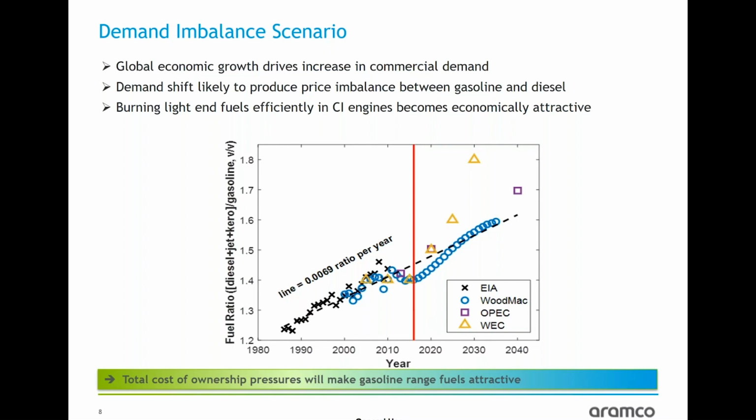If you look at this figure, it shows the fuel ratio of middle distillate to the light fuel, gasoline. From different sources, by 2040 you can see this fuel ratio of diesel to gasoline could reach as high as 1.8. This is a huge demand imbalance. This demand shift will likely produce a price imbalance between gasoline and diesel. So finding ways to effectively burn these light fuels in compression ignition becomes very attractive. This is one motivation for looking at this concept.